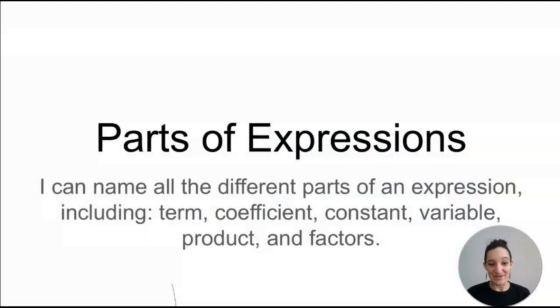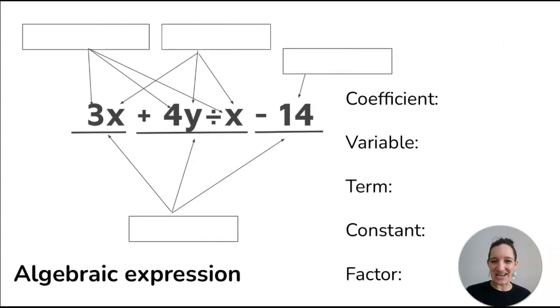Although today might not feel like a math lesson, it might feel more like a language arts vocabulary lesson, because the objective of today is to name all the different parts of an expression. So you're going to learn the words term, coefficient, constant, variable, product, and factor. It's going to be low key on the math today. So let's get started. Here is our vocabulary page for the day.